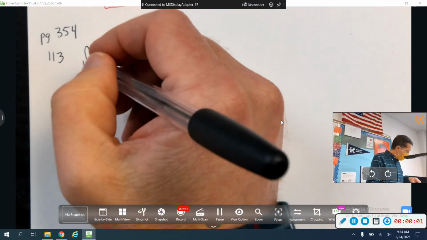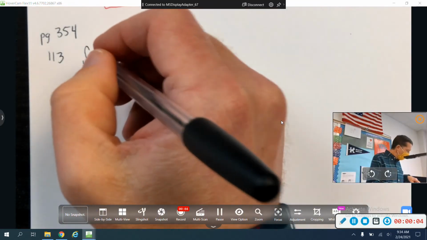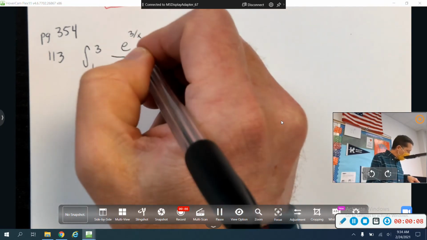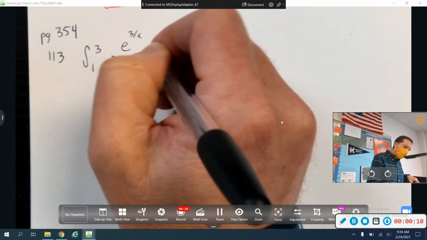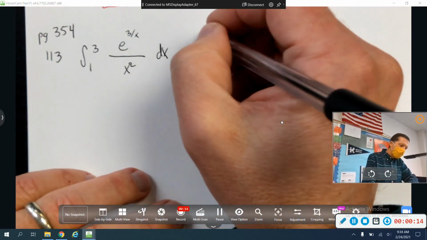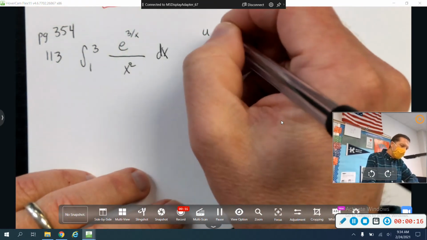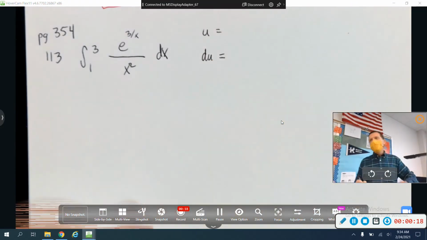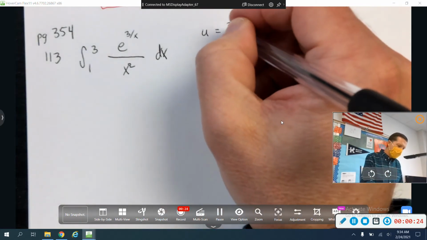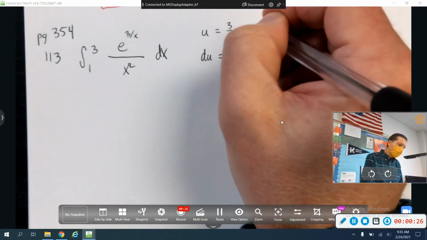Problem 54, number 113: integral from 1 to 3 of e to the 3 over x squared dx. Kaylee, did you have a guess for what u should be? I did 3 over x. Okay, I think that's going to work out correctly.